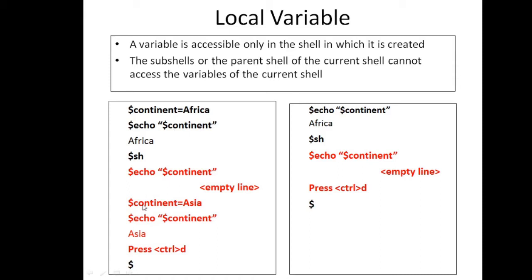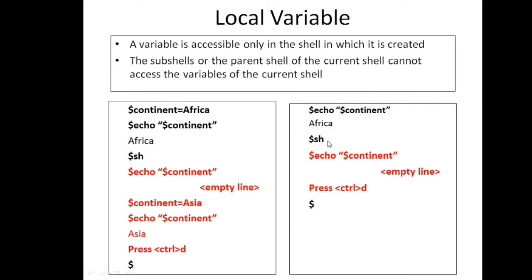Now I just create another variable continent and give it a value Asia. If I print that variable, I get the value Asia. Now I press Ctrl D. That means I'm exiting from the child shell. Now if I try to print that continent, I get the value Africa, not the value Asia, because the variable which was assigned here is local to this child shell. So when I come out of the child shell, the continent assumes the value declared in the parent shell. So I get Africa again.